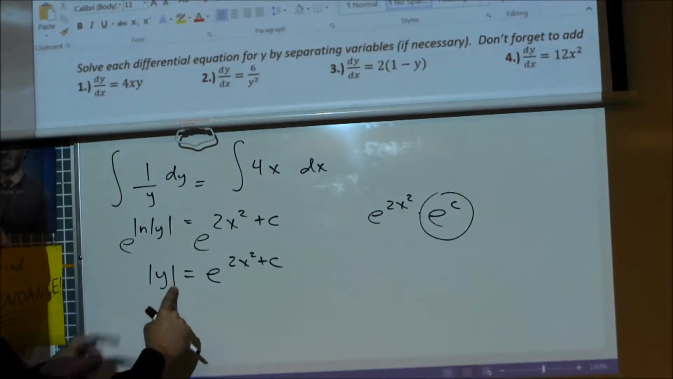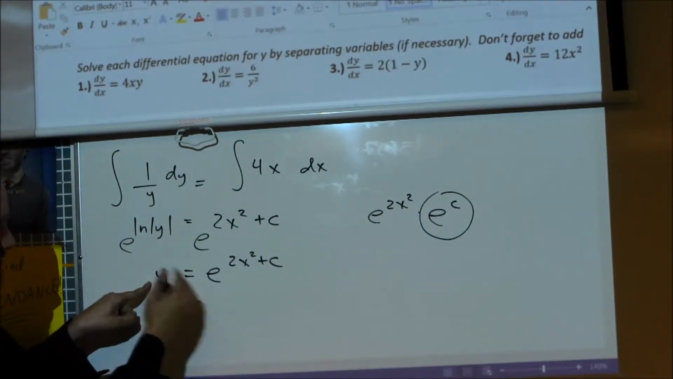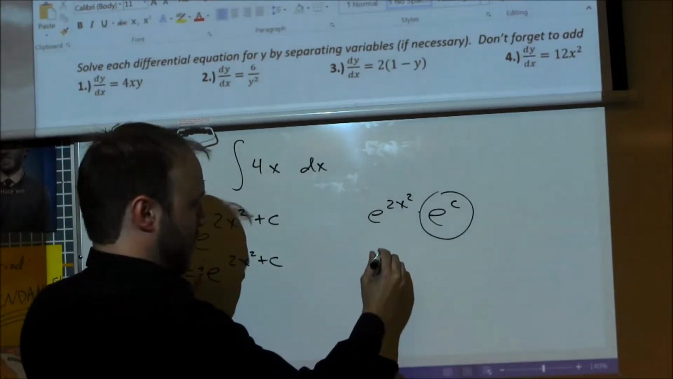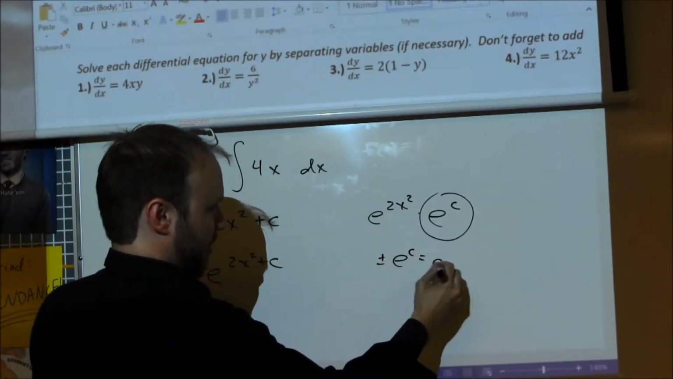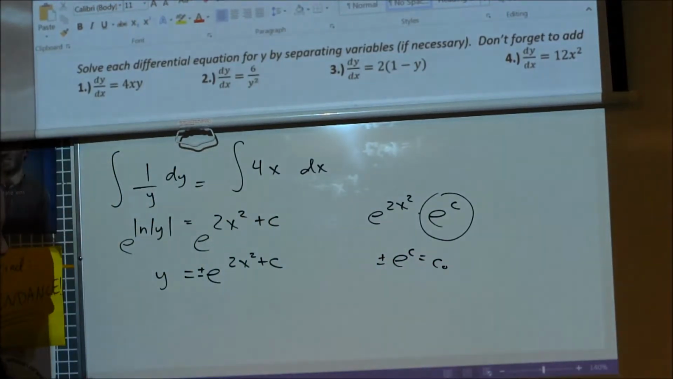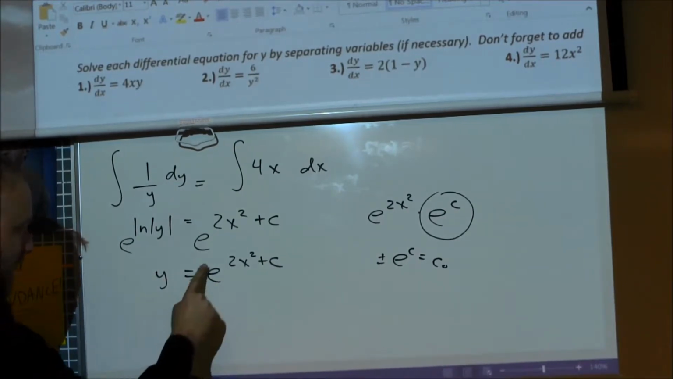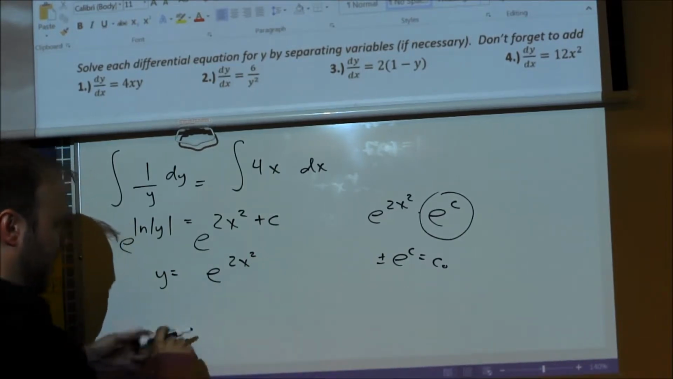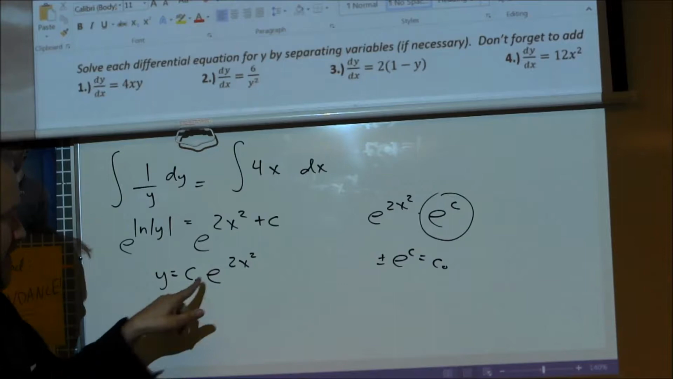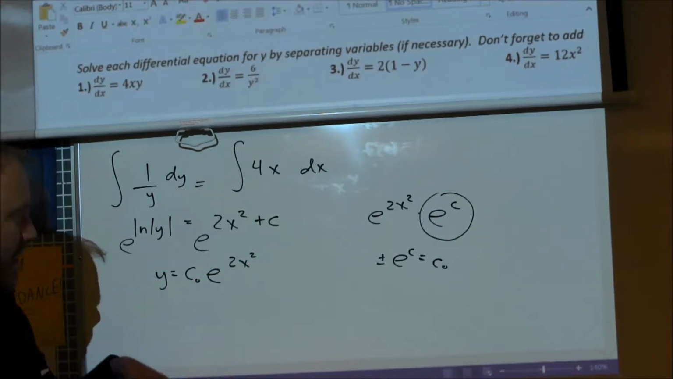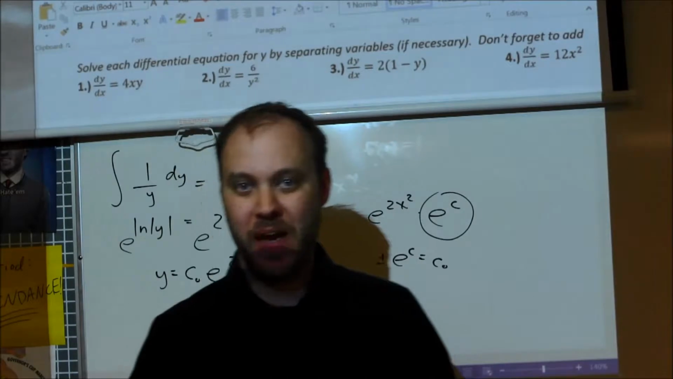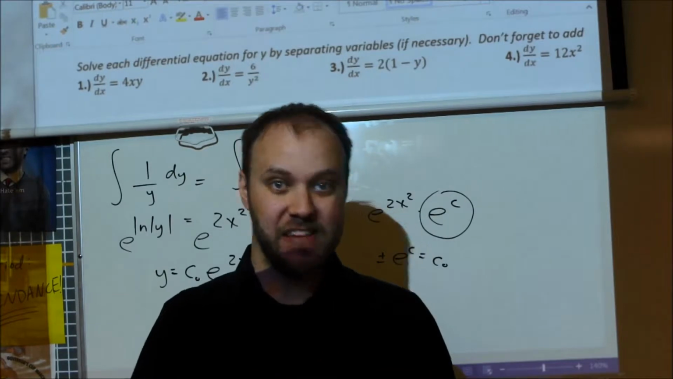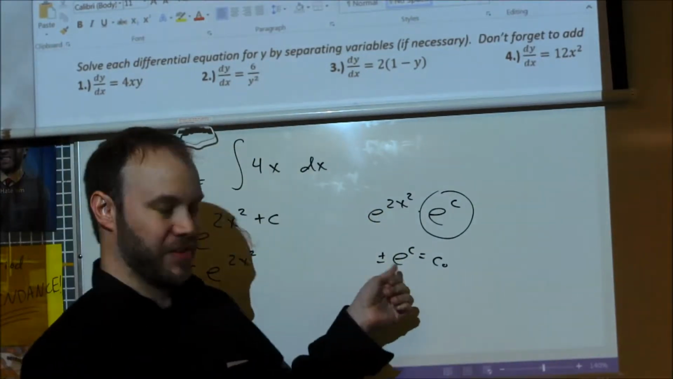Also, there's an absolute value here. If I want to remove that, I have to keep in mind that I could have had a positive or a negative there. So I'm going to let positive or negative e to the c be represented as c naught, and I'm going to change that in the equation. So my new equation, that'll take care of the plus or minus, that'll take care of the plus c. I'm going to write that as c naught e to the 2x squared power equals y. If you're given an initial value, you may have to solve for that value at some point. It could be positive, it could be negative. That's really where the plus or minus is going to come into play.